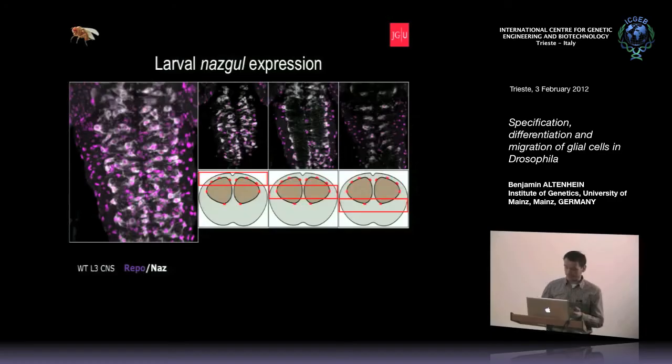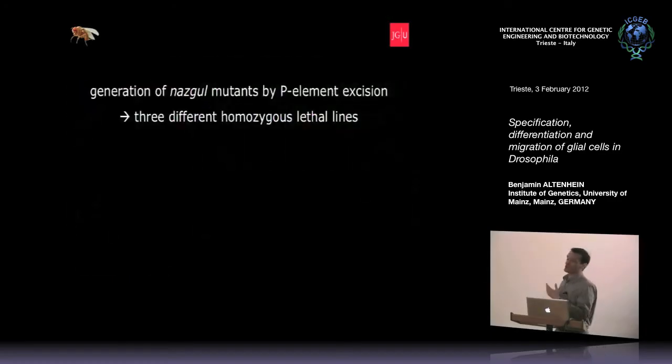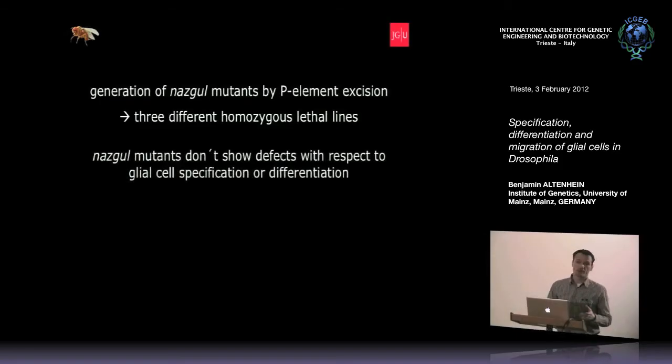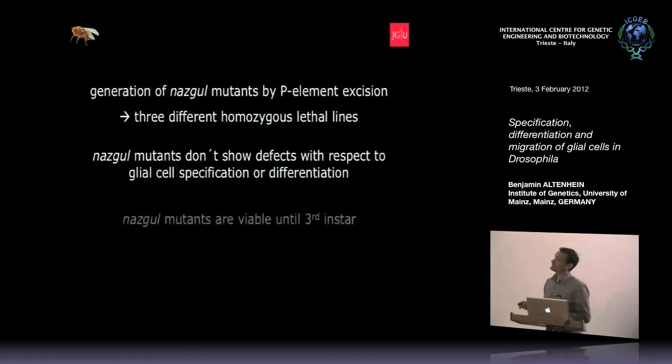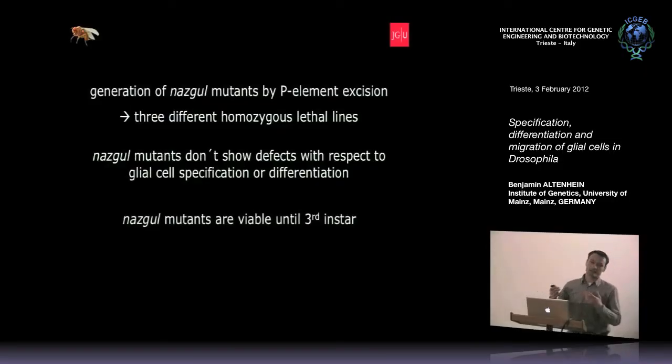Still, we have no idea what Nazgul does. So we generated Nazgul mutants. There were none available. Another advantage of working with Drosophila is there are thousands and thousands of mutant strains available. Unfortunately, none for Nazgul. So we generated our Nazgul mutants ourselves, and we generated three different homozygous lethal lines. But they didn't show any phenotype with respect to glial cell differentiation or specification, neither in the embryo nor in the larva. But that was astonishing. Nazgul mutants, even though homozygous lethal, were viable at least until third instar.